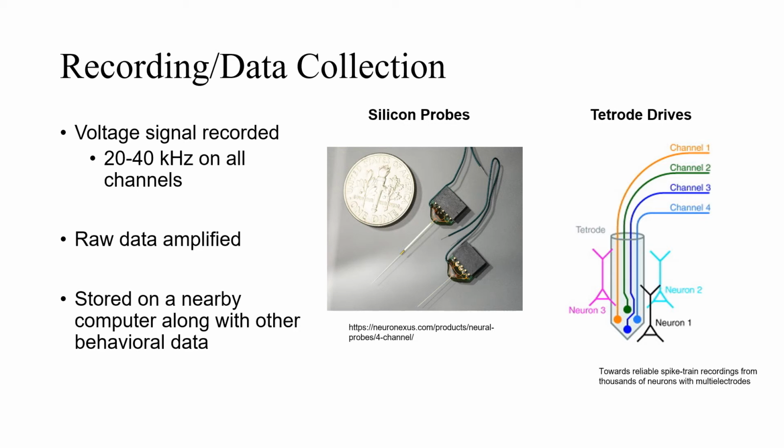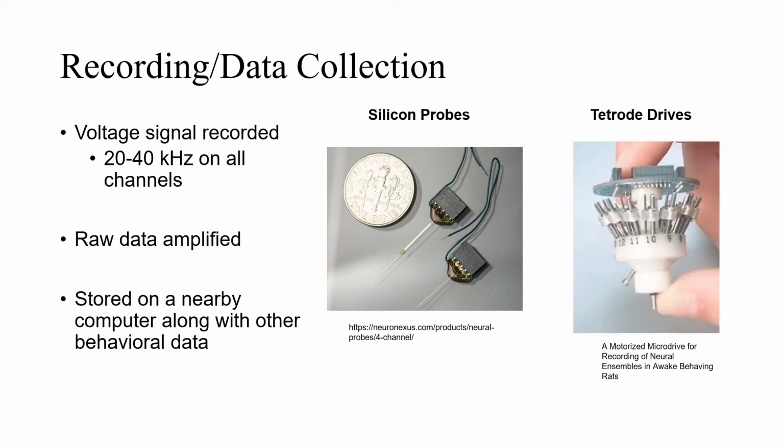Tetrode drives, however, are often hand-assembled and consist of multiple sets of wire bundles, each with 4 electrodes. The tetrodes can be individually positioned by hand after implantation into the animal. The 4 electrode sites help ensure that nearby neurons can be independently identified later in analysis. And here is an example of what a tetrode drive might actually look like.